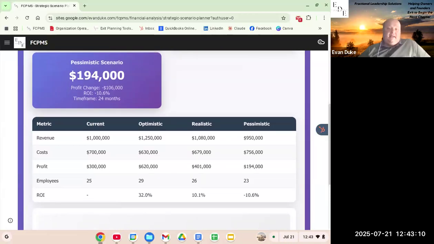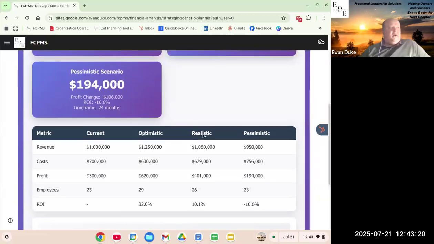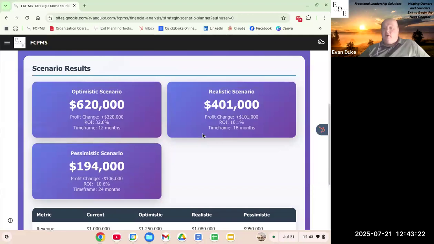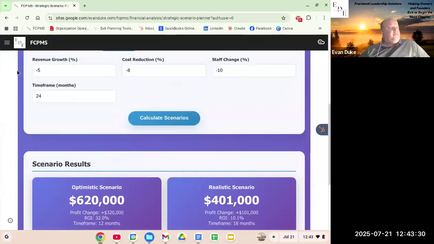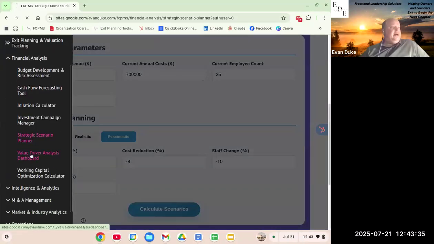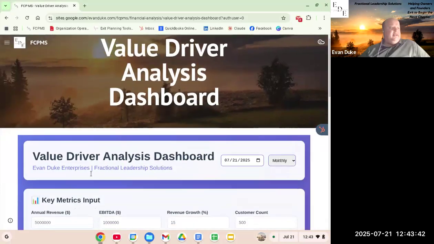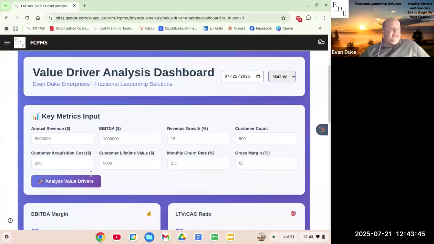And again, this is not necessarily a tool that is aimed at stress tests for the business, but it is aimed at helping us get an idea of what an optimistic, a realistic, or a pessimistic viewpoint when it came to cash flow and expenses would look like. So the next tool in this area is a value driver analysis dashboard. And what we are going to be using this tool for is inputting key metrics.